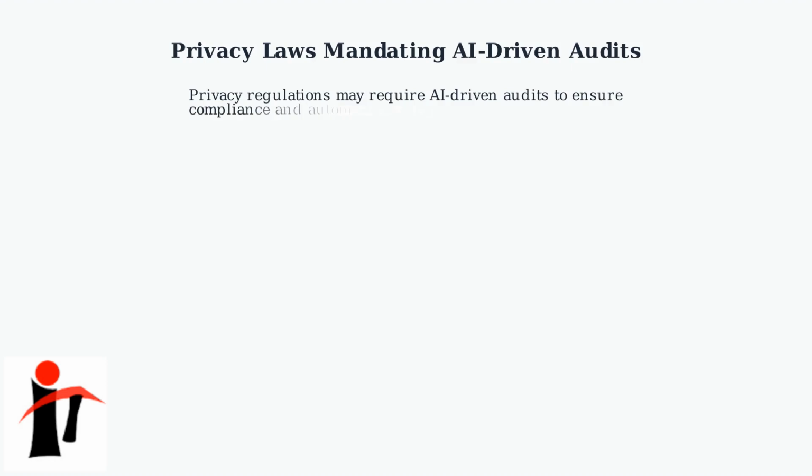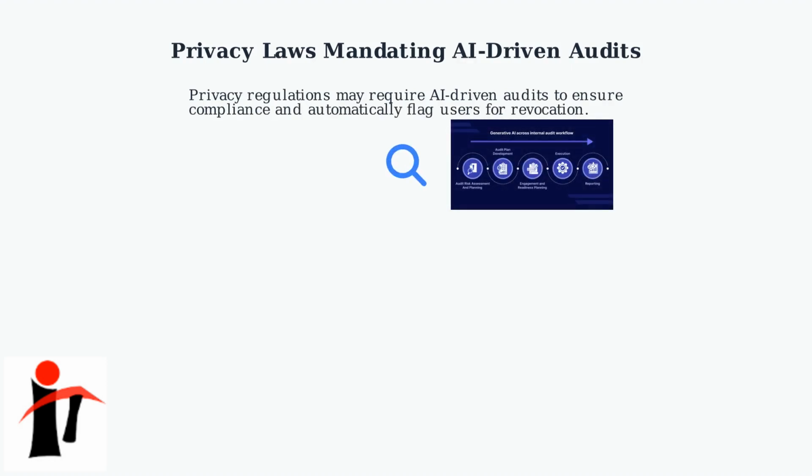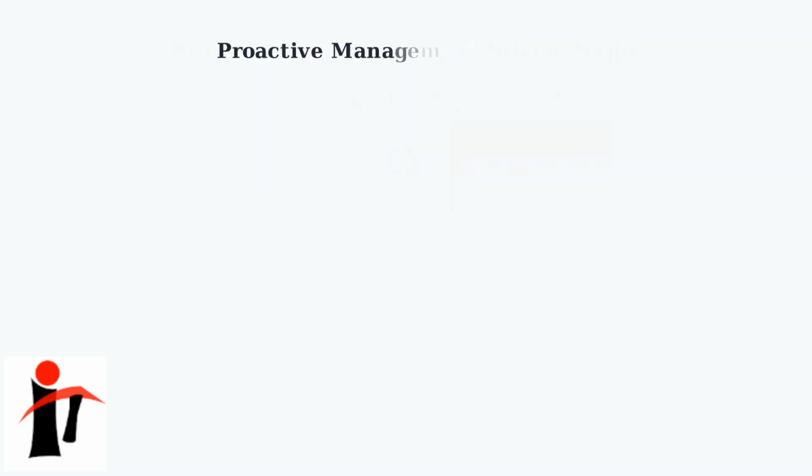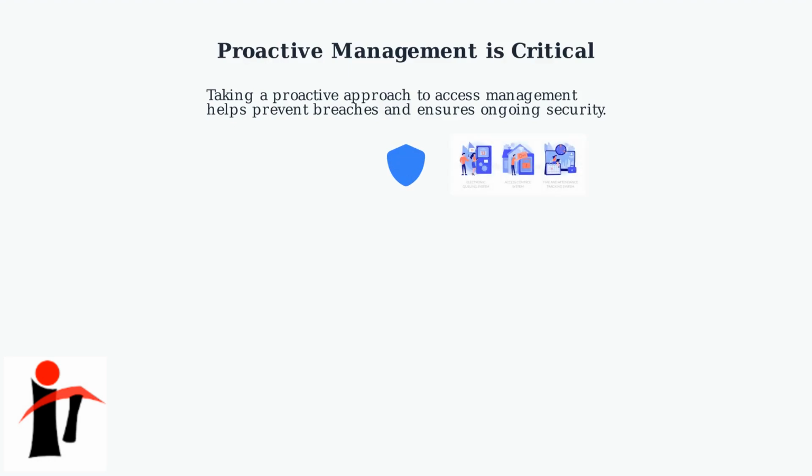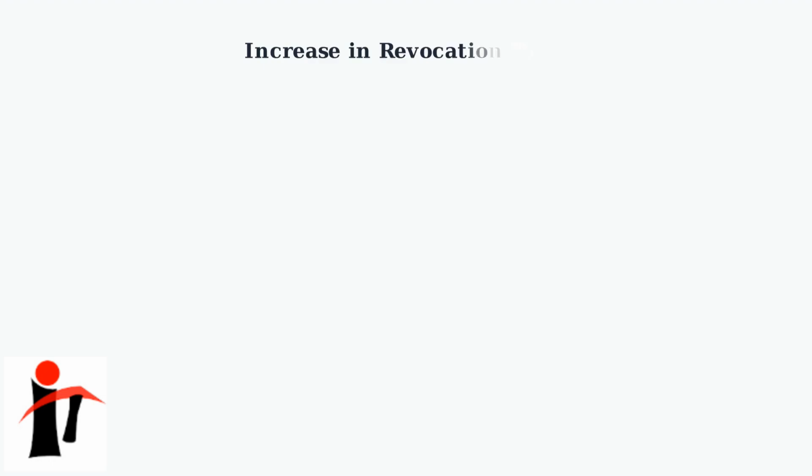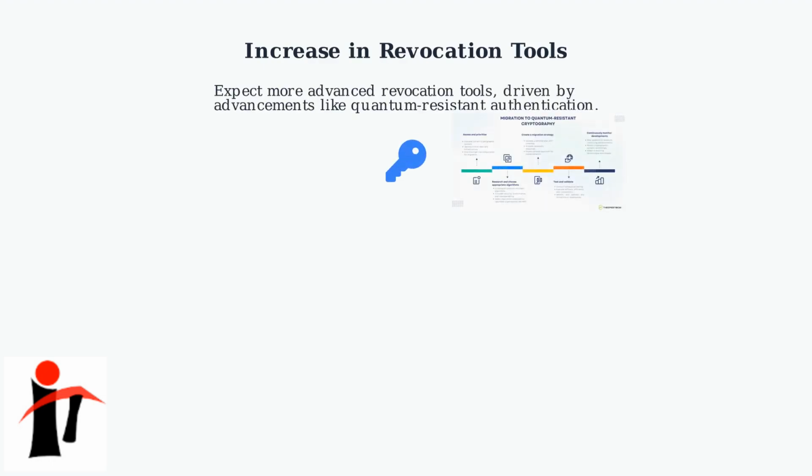As privacy laws evolve, they may mandate AI-driven audits of user access. These automated systems would continuously monitor for compliance issues and suggest or even automatically revoke access for non-compliant users to protect sensitive data. Proactive management of user access is essential for maintaining security. Regularly reviewing and adjusting permissions, rather than waiting for issues, significantly reduces the risk of unauthorized access and potential breaches. The future will bring an increase in sophisticated revocation tools, fueled by technological advancements such as quantum-resistant authentication. These tools will make access management more secure and efficient as threats evolve.